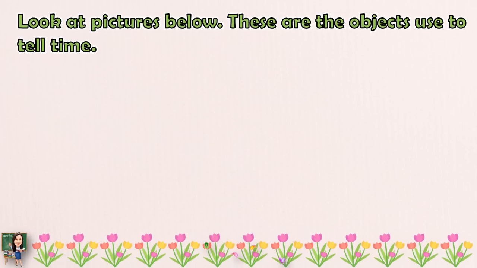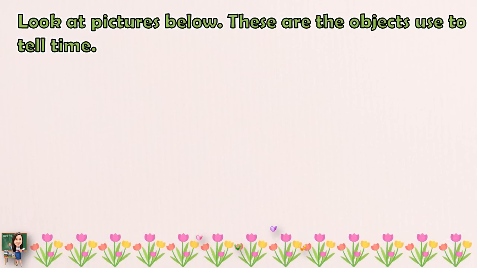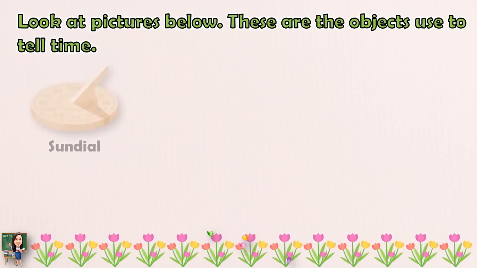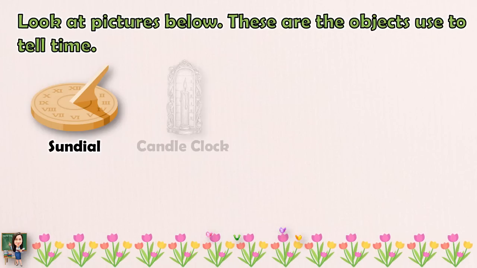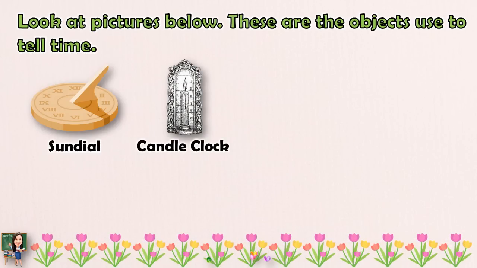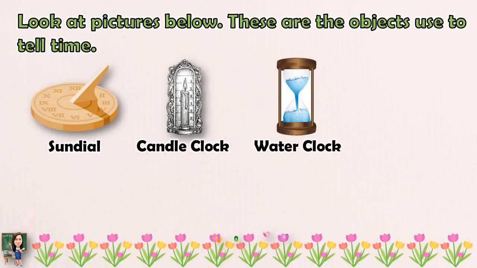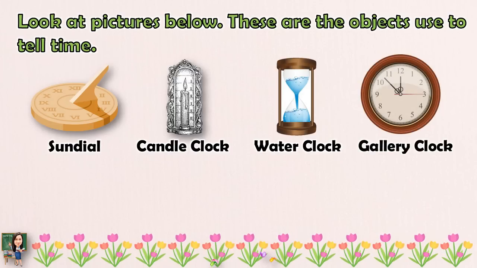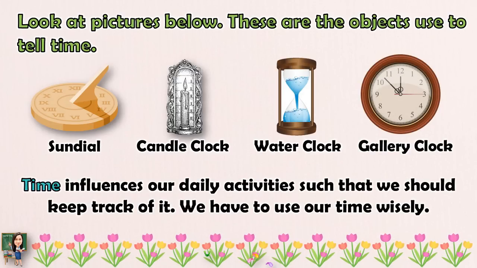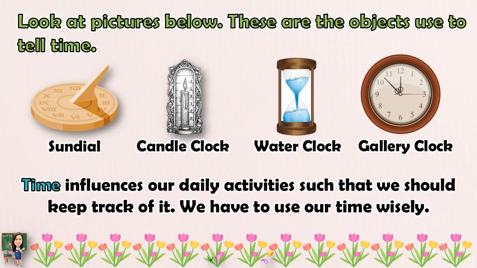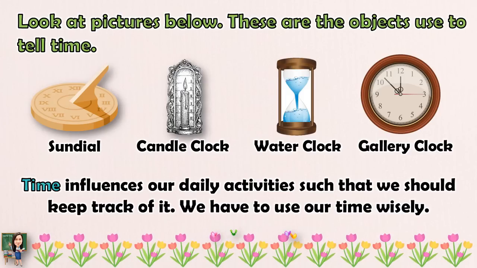Look at the pictures below. These are the objects used to tell time: sundial, candle clock, water clock, galley clock. Time influences our daily activities such that we should keep track of it. We have to use our time wisely.